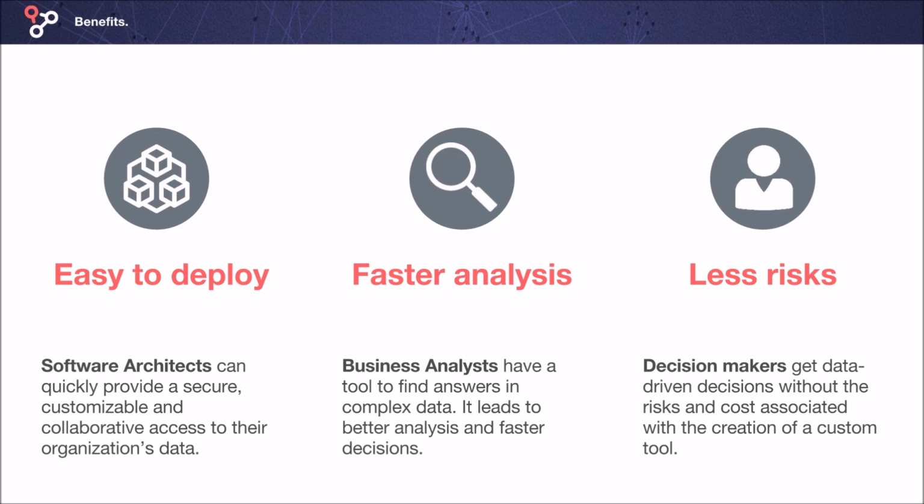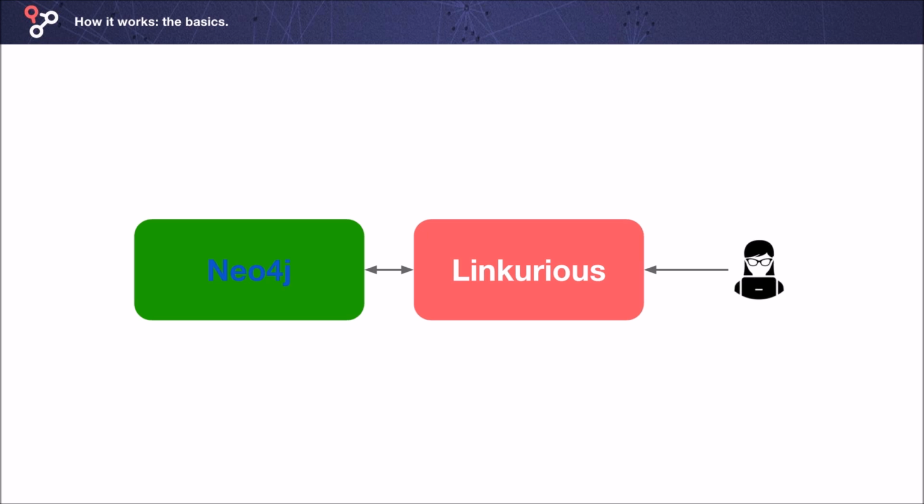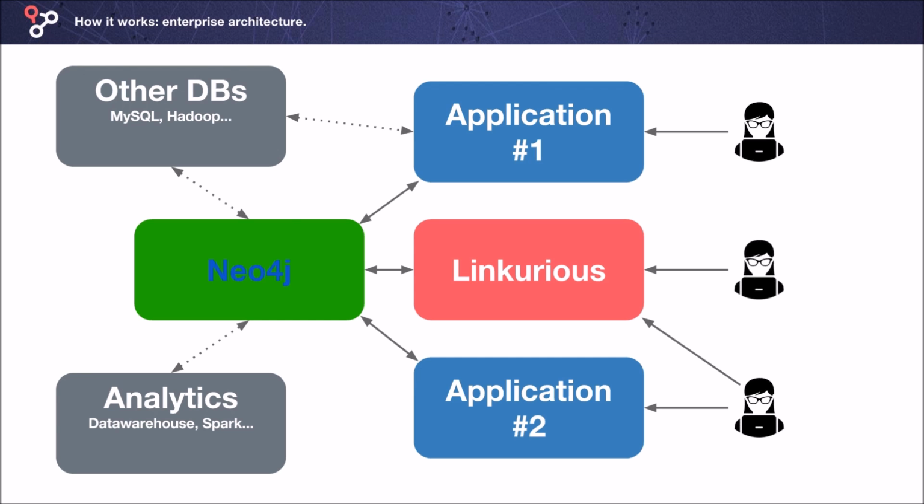The benefits of using a solution like Linkurious Enterprise are threefold. The first one is that it's for software architects. It provides secure, customizable, and collaborative access to their organization's data. They can quickly deliver some real strong benefits. The second benefit is for business analysts. With Linkurious Enterprise, they have a tool to find answers in complex data, something that is not possible to do with current data visualization tools. It leads to better analysis and faster decisions. And finally, for the decision makers, the main benefit here is that they get the ability to obtain data-driven decisions without the risk and cost associated with the creation of a custom tool. Simply said, the organization doesn't have to reinvent the wheel to benefit from all the exciting benefits of graph technologies.